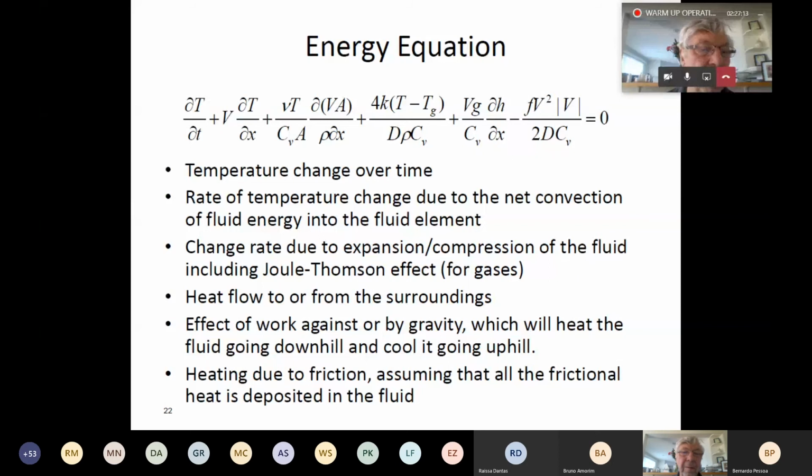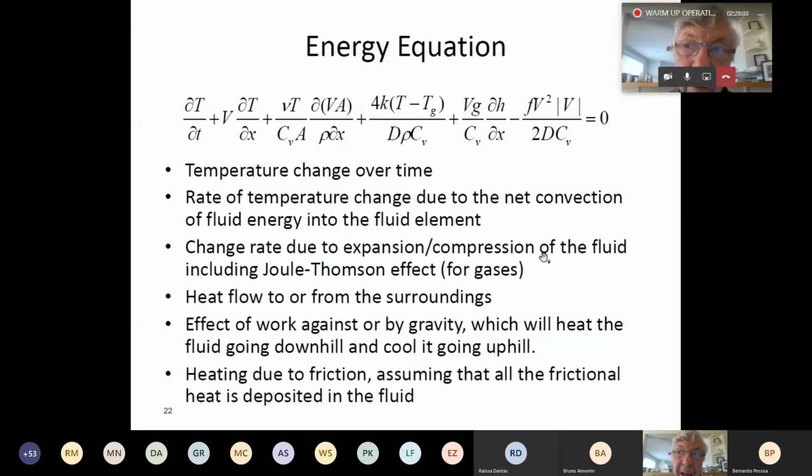We go to slide 22. That's the energy equation. And it looks very complicated, but really there are, as you'll see, 6 elements in it. The first one, delta temperature by delta small t, is how the temperature in the pipe changes over time. And then the next term is the rate of temperature change, and that comes about because we'll have convective heating inside the pipe volume itself within the fluid element. And then the third element is the change in rate due to expansion or compression of the fluid. For gases, that's called the Joule-Thomson effect. And then the fourth term is the amount of heat. You'll see k there is the conductivity, and that c p is the specific heat.